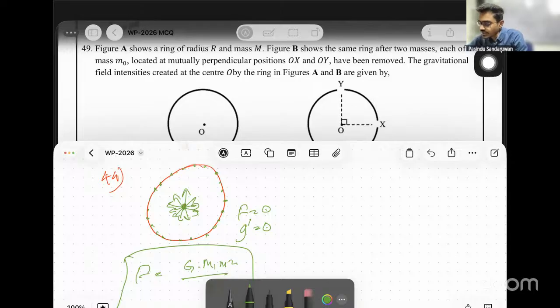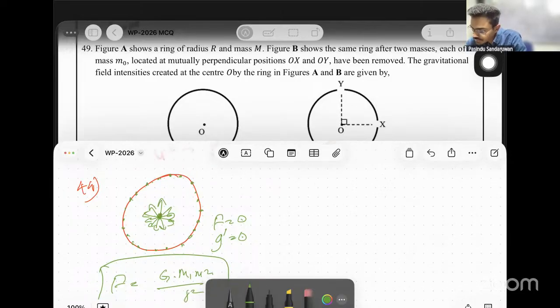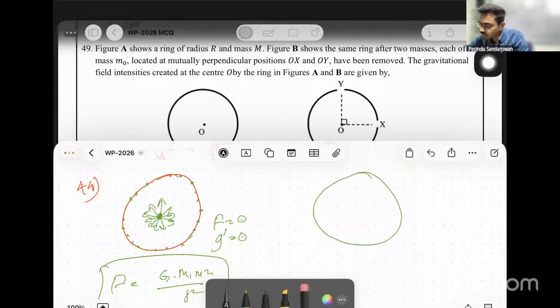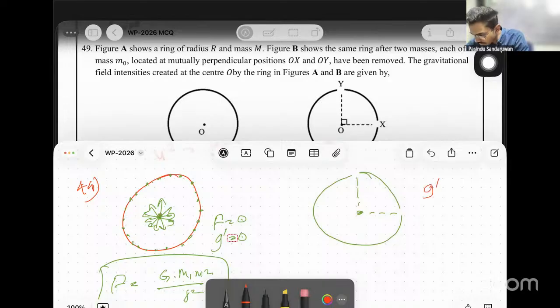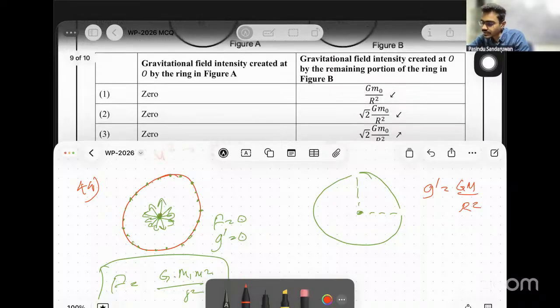Now for the other case, from this, two masses are removed, one mass from here and another mass from here. Now about G, they are asking. So you know this equation, G dash can be written as G m over r squared.